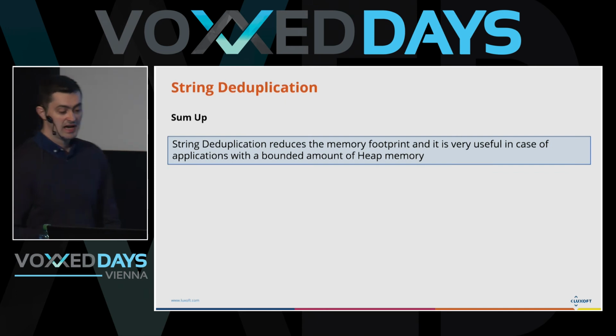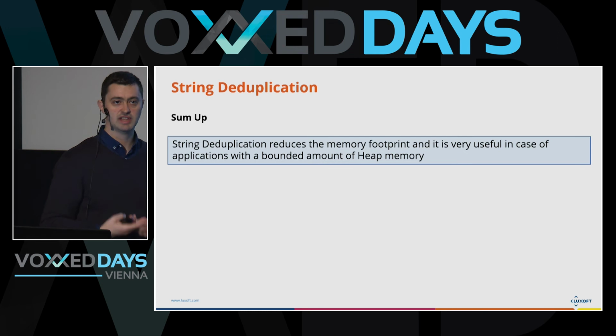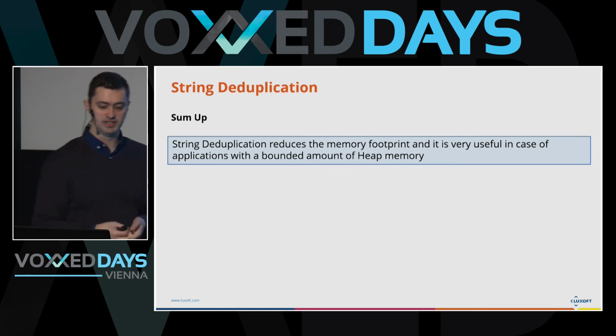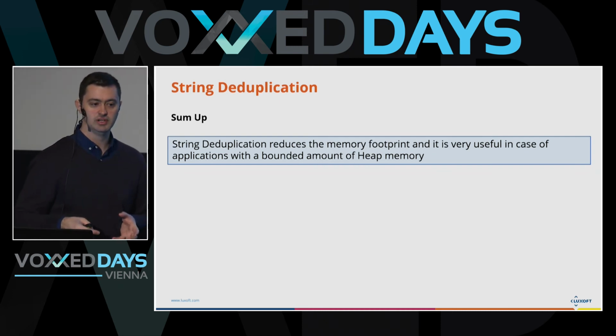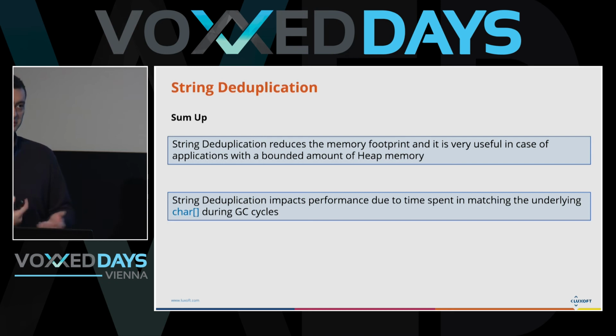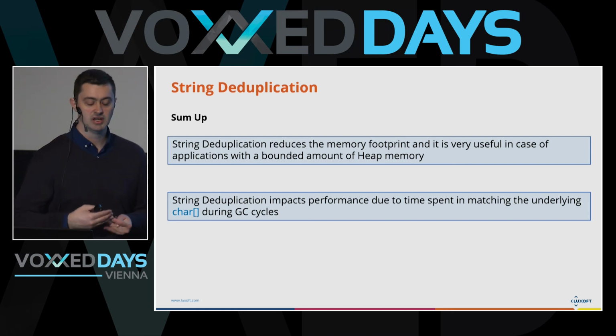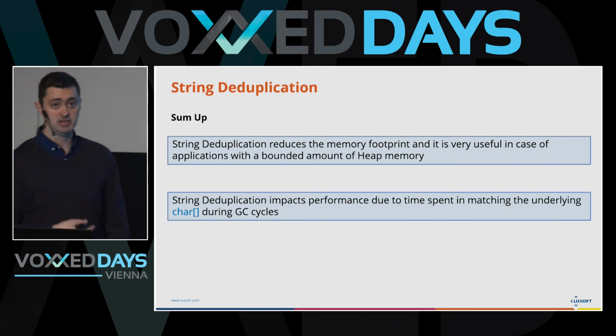Just to sum up, string deduplication reduces mainly the memory footprint. It's a good technique. It was added in the JVM just for this, to reduce the amount of heap, and it's very useful in case you deal with a bounded amount of heap during the runtime. But it impacts performance, as we saw. The stop the world pauses take more, of course, because G1 has additional work to do in regards to reclaiming the char arrays.